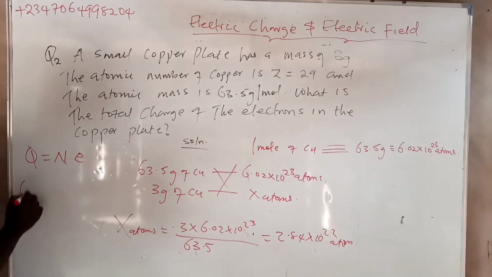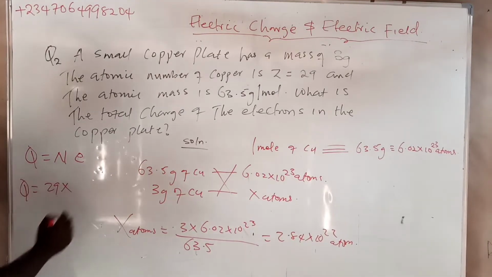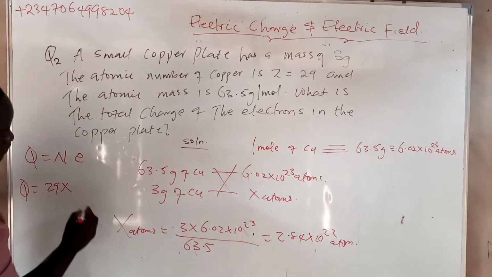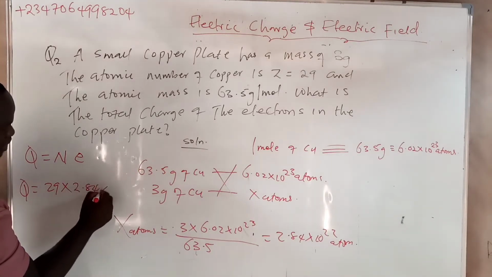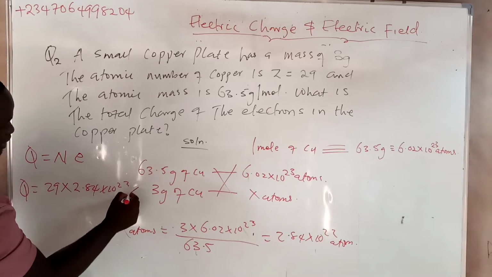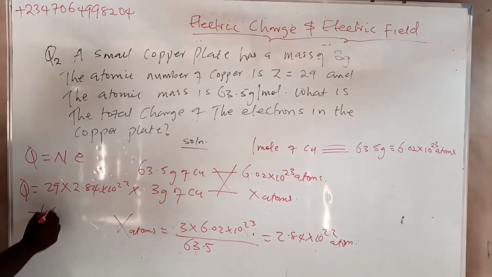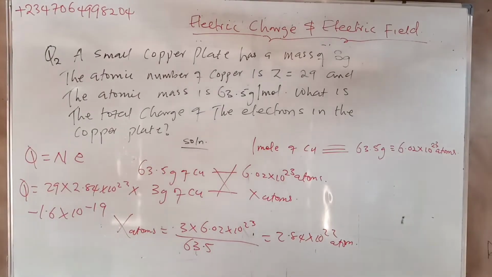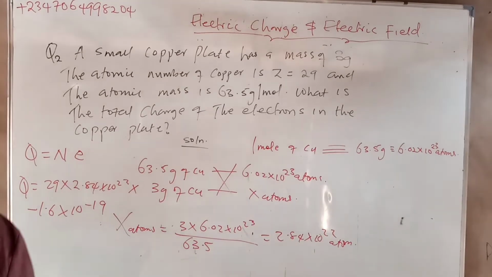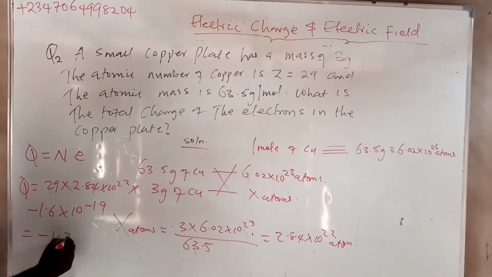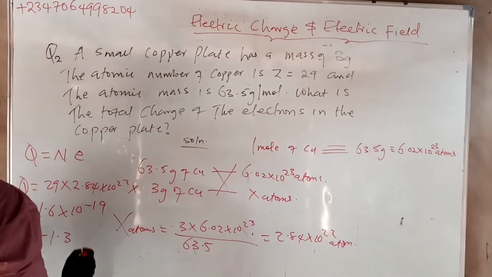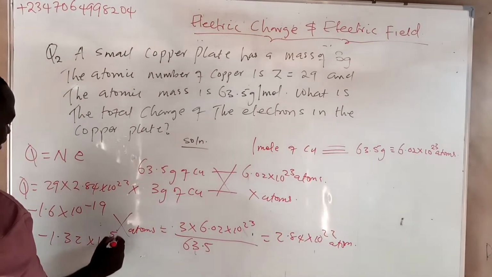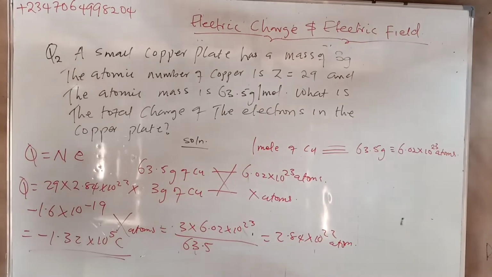So this Q will give you 29 times 2.84 times 10 to the power of 22, times the charge of an electron, which is minus 1.6 times 10 to the power of minus 19. If you punch that in your calculator very well, the answer here is minus 1.32 times 10 to the power of 5 coulombs. That is the answer for this question.